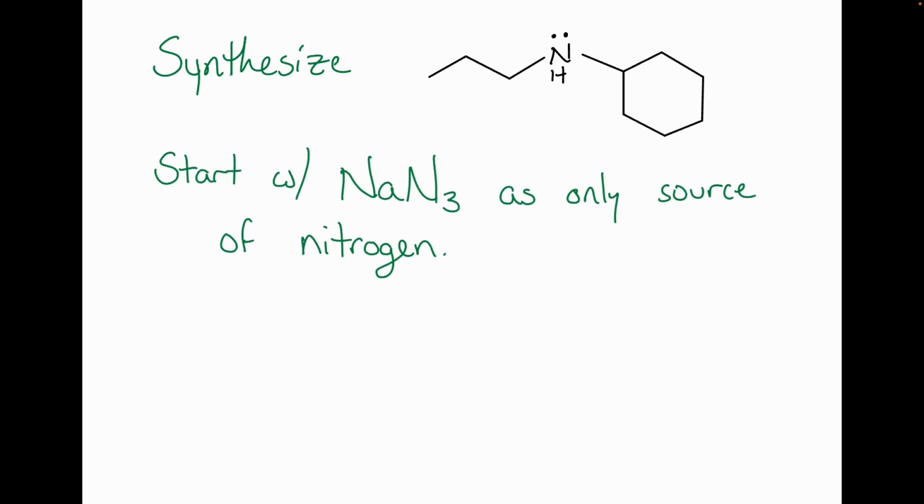All right, so how can we make the following secondary amine if the only source of nitrogen we're allowed to use is that sodium azide? All right, so everybody take a second, see if you can't propose a path here to get from our sodium azide nitrogen source to this secondary amine.